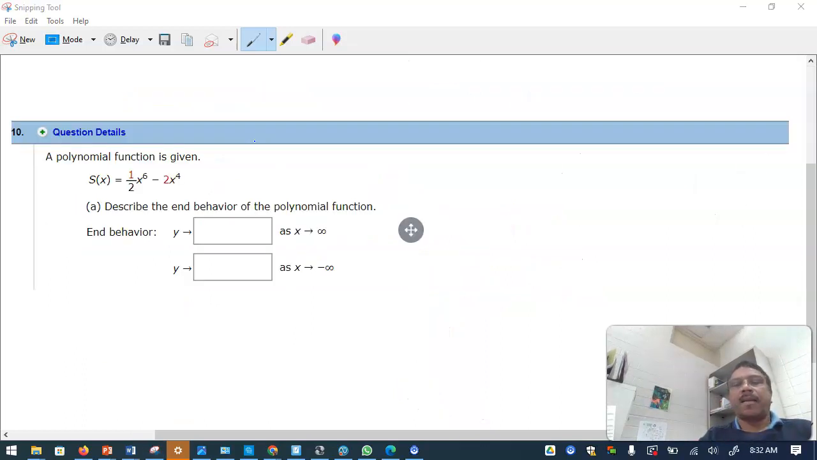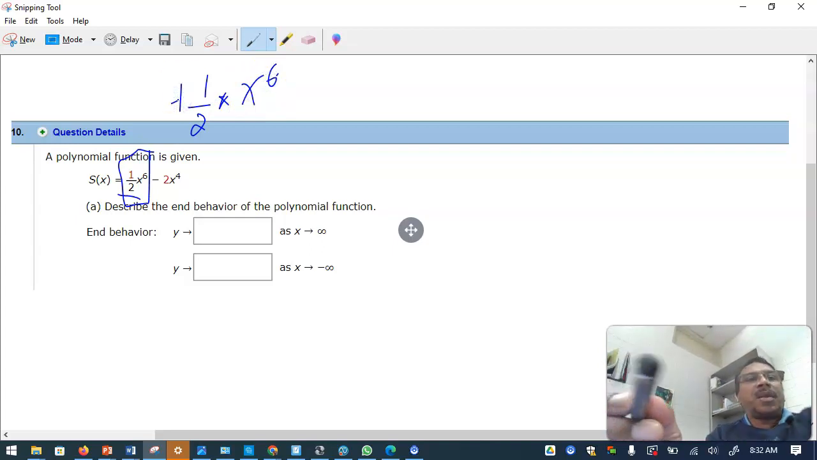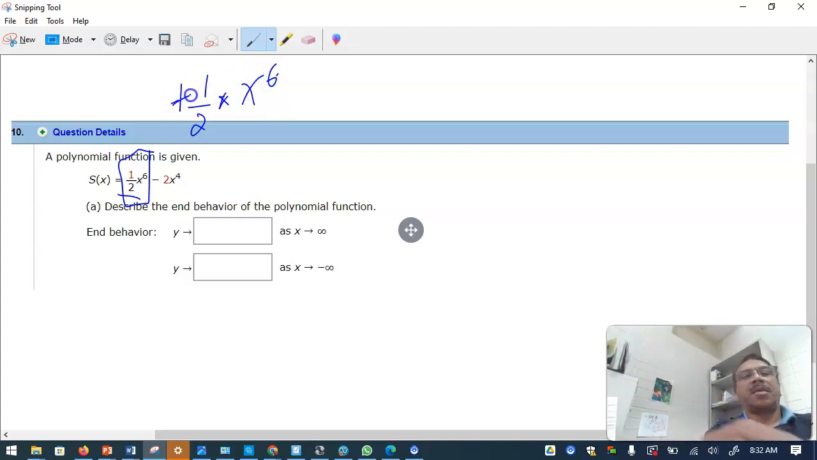Okay, question number 10. Right now, you can see in this example the leading term is half times x raised to 6. It means it is plus, plus half x raised to 6. So positive, right? Now this is 6. So remember, again the degree is even.